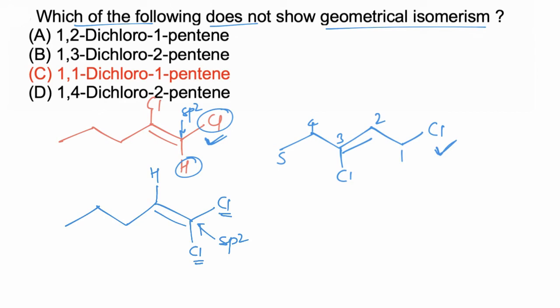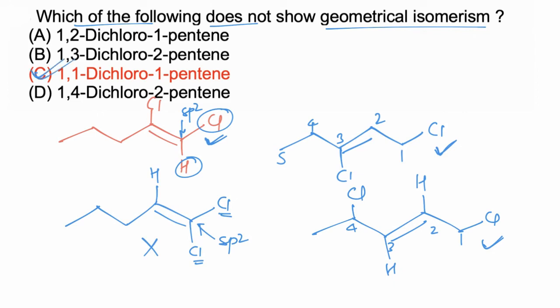Now if we consider option 4, 1,4-dichloro-2-pentene will show GI because around double bond these two atoms are different, two groups are different on sp2 hybridized carbon, so this molecule will show GI, and correct answer is C. This molecule will not show GI.